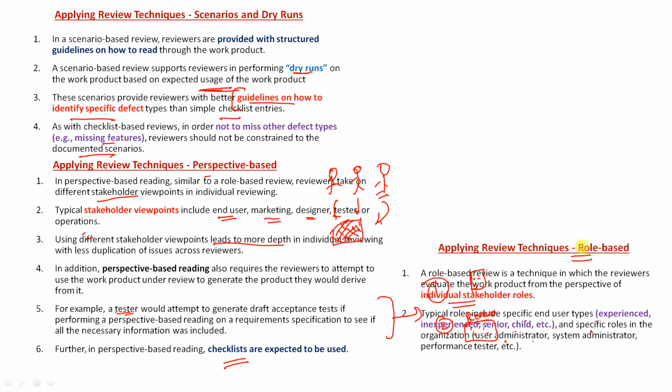So here, again, it is not mandated to follow every perspective or every review technique. If your project is really related to a role-based system, then you can go for this review. Otherwise you can go for perspective-based. Otherwise you can go for dry runs and scenario-based, or you can go for checklist. So I can say that not every project will undergo every technique. So maybe one or two.